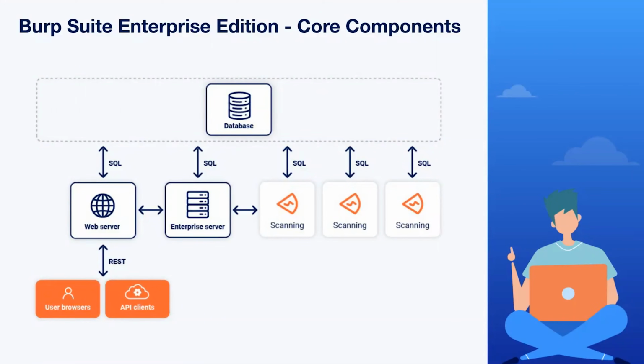So enterprise is made up of a number of core components. The first of which is the web server. So this is how the users access the product itself, but you can also access it via an API client if that's your preference. Then we'll have the enterprise server. This is essentially the business logic behind the scenes. This is what controls the enterprise installation itself. And then we'll have one or more scanning machines. These are the entities that actually perform the scans. Think of them as your automated penetration testers effectively. And then each of those components will connect to some form of SQL database.